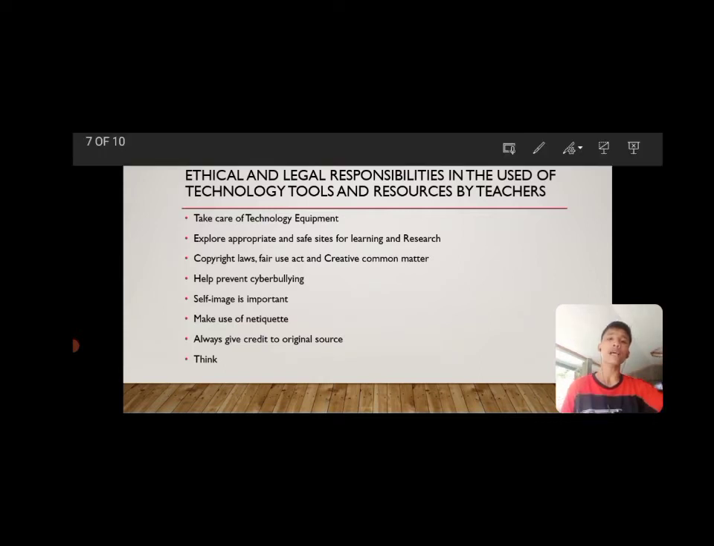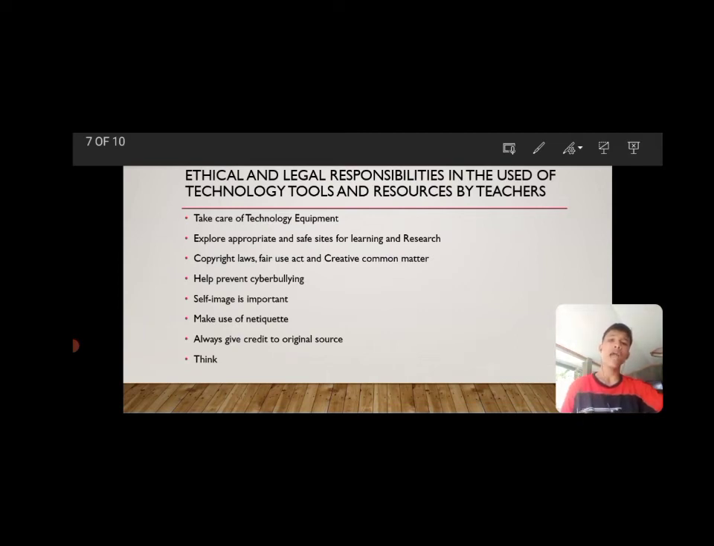So the fourth is help prevent cyberbullying. So we must teach our students by giving an example and encourage them to report any cyberbullying incident to the teachers, counselors, and to their parents.